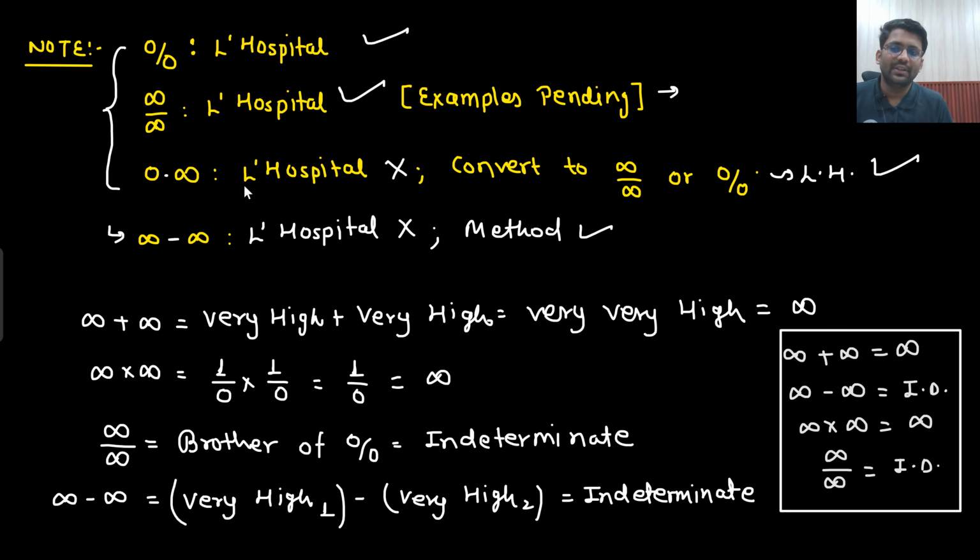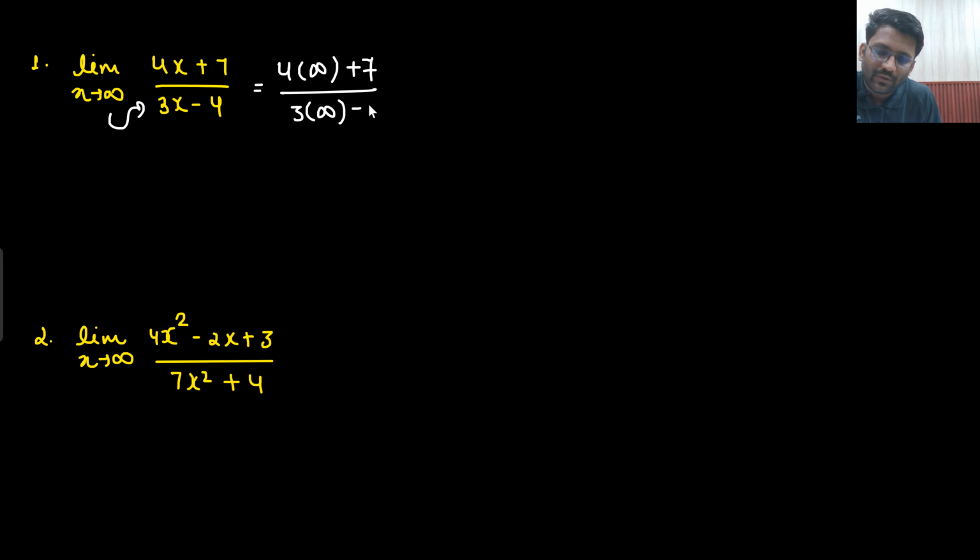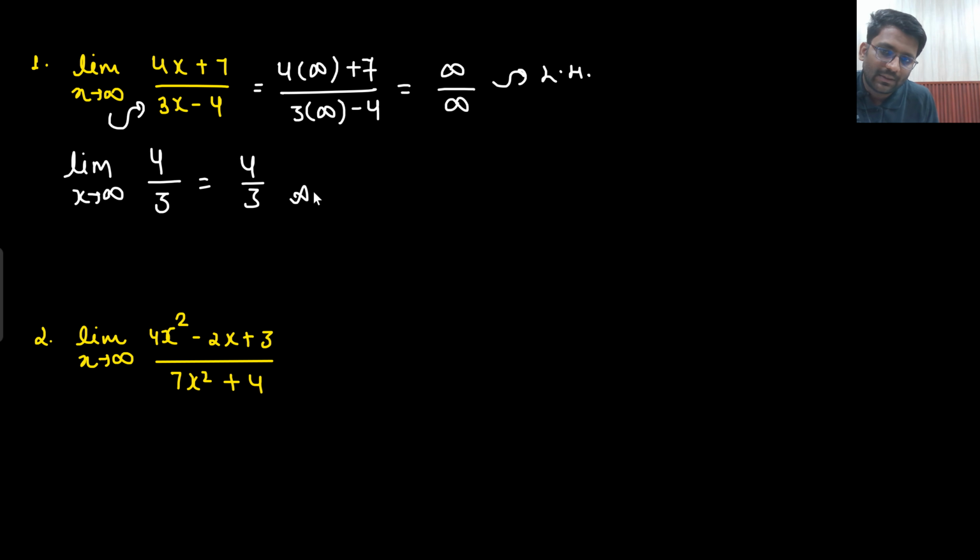Okay, so let's solve these questions now. Infinite by infinite, these kinds of questions we are going to solve. Try doing these questions. What form are you getting, sir? Directly if I put infinity here, what form will I get? Sir, 4 into infinity plus 7 divided by 3 into infinity minus 4. So this will become infinity, this will become infinity. What can I do? I can apply L'Hopital. What does that mean? Upper side differentiation, what will be the differentiation of 4x plus 7? That will be 4. What will be the differentiation of 3x minus 4? That will be 3. Answer will be 4 by 3.